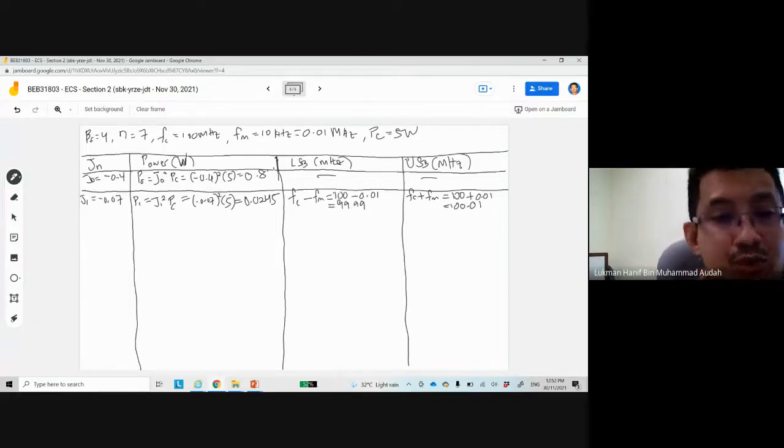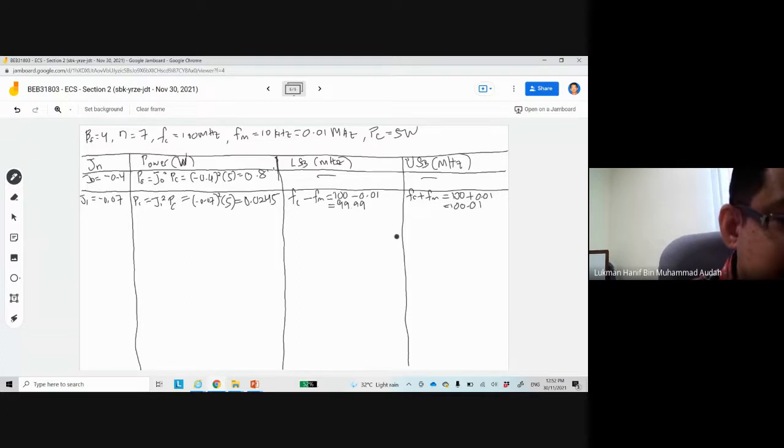Remember kita ada sampai 7. So therefore, apa yang saya cadangkan seperti ini kelas. Okay.